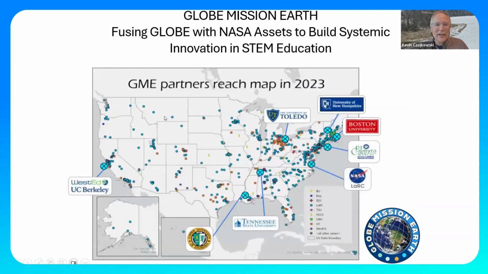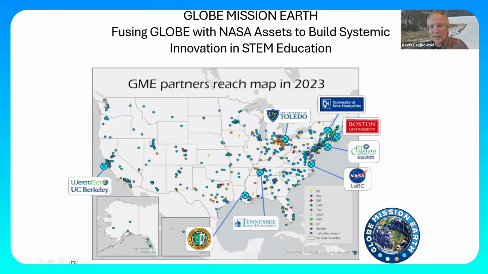All right, so here's our Globe Mission Earth partners. University of New Hampshire, Boston University, Palmyra Cove Nature Center, NASA Langley, Tennessee State, Xavier University, WestEd, and UC Berkeley. And then there's other partners, we have lots of partners. But these are kind of the main ones that are working all the time. And then this is our reach map in the US.